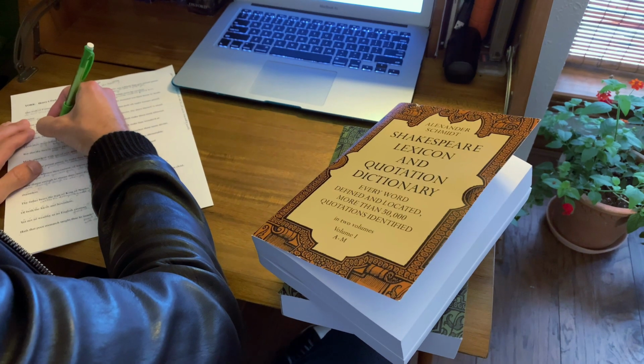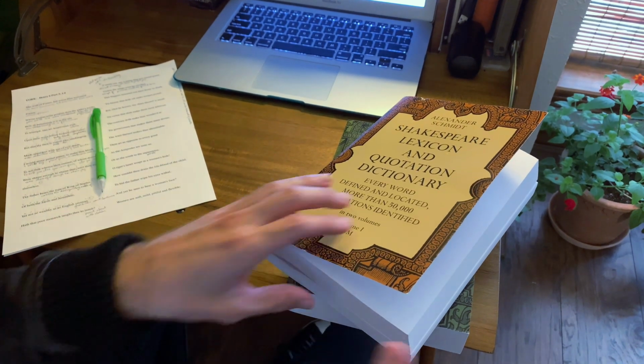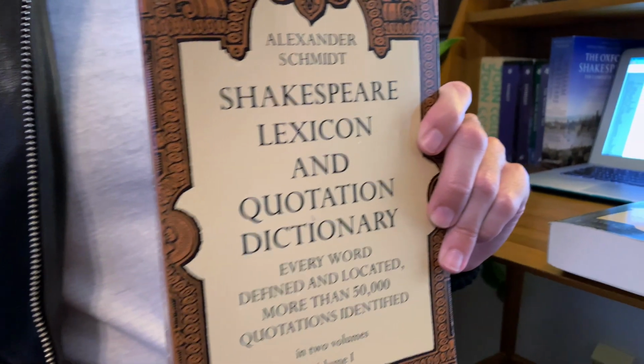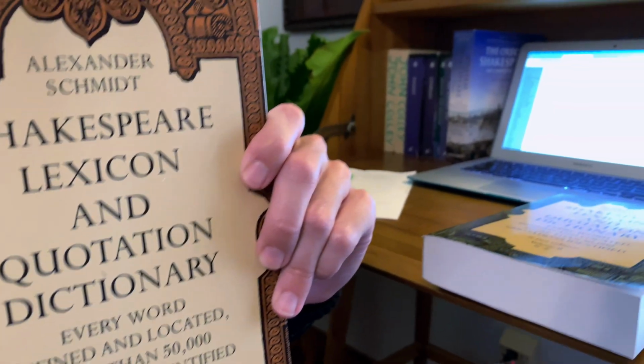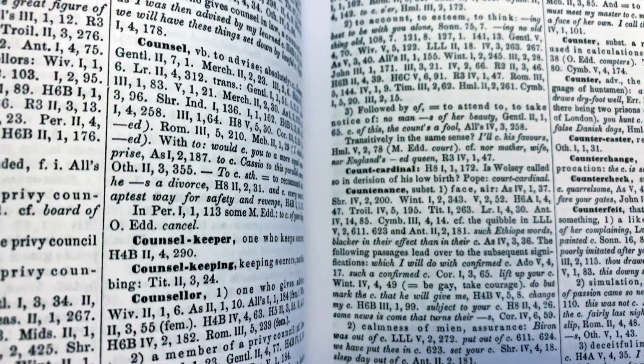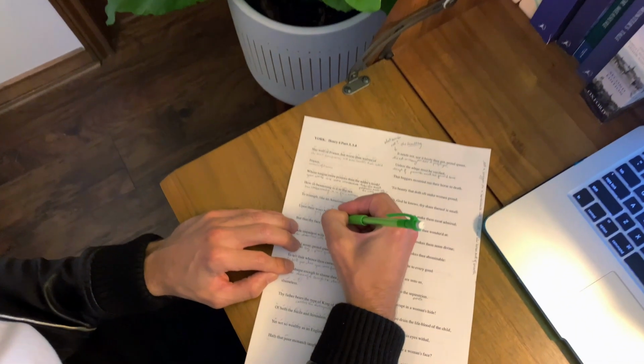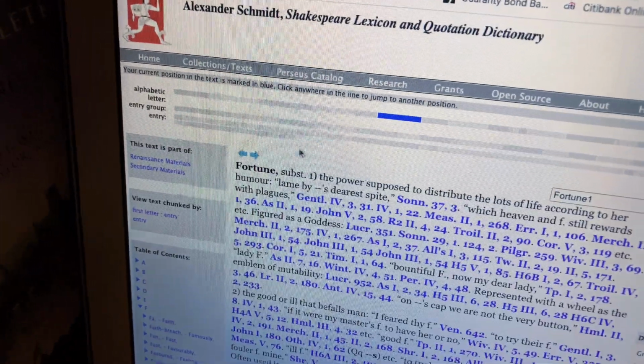When learning any new language, you have a dictionary to assist you. Shakespeare is no different. The Alexander Schmidt Lexicon, in 2 volumes, contains every single word Shakespeare used. Not only that, but you can also actually look up every instance a word is used in each play. This can be really helpful when a term has multiple meanings. And guess what? It's also available online for free.